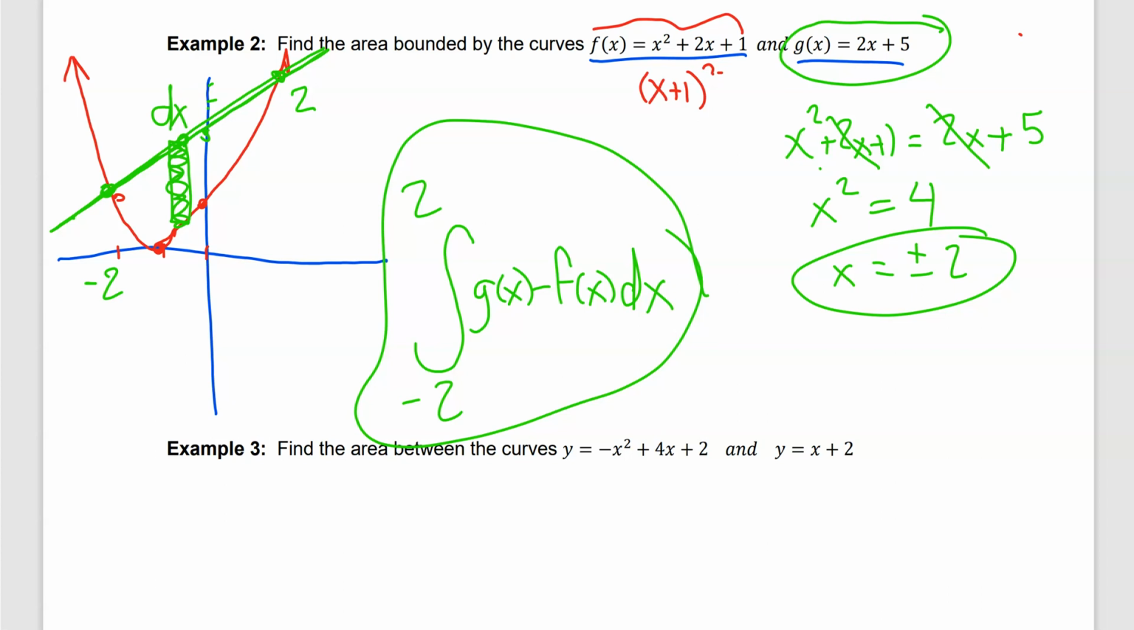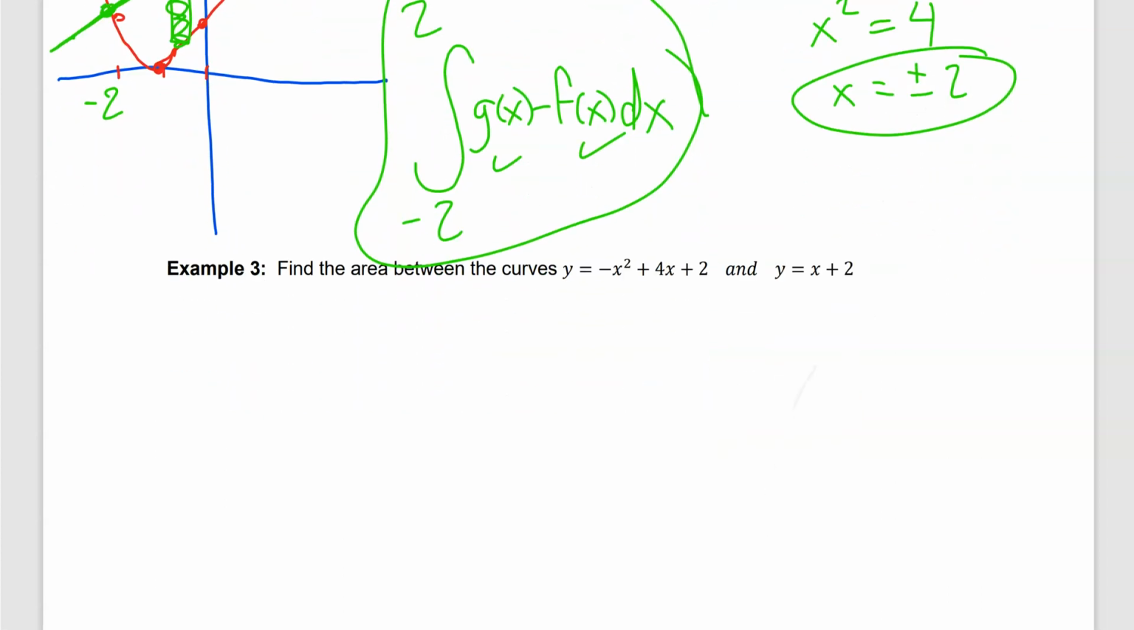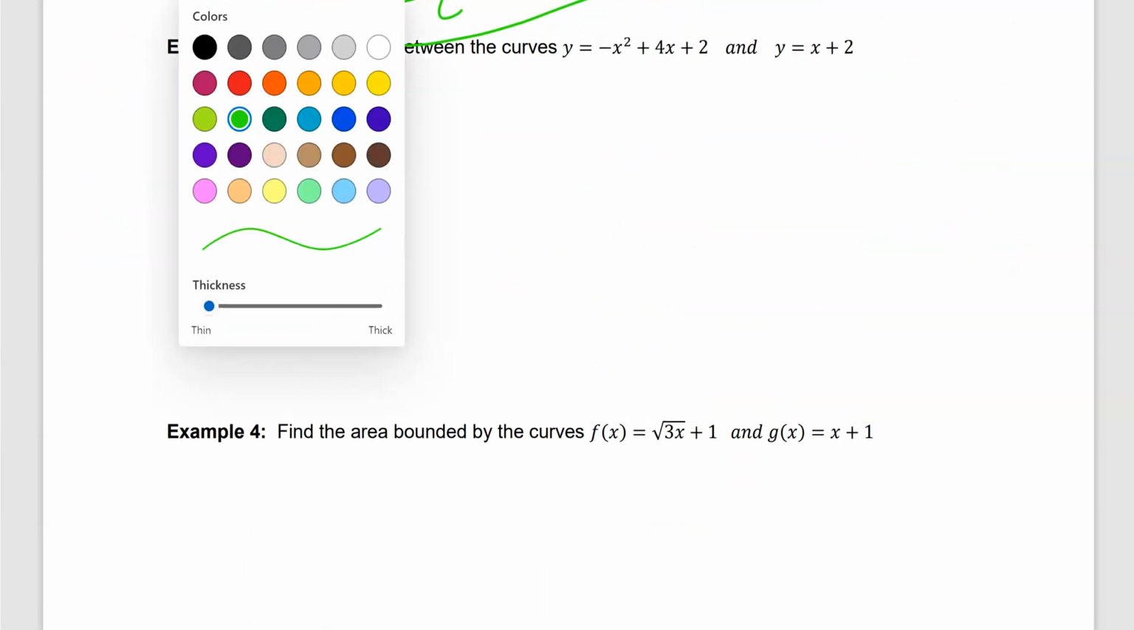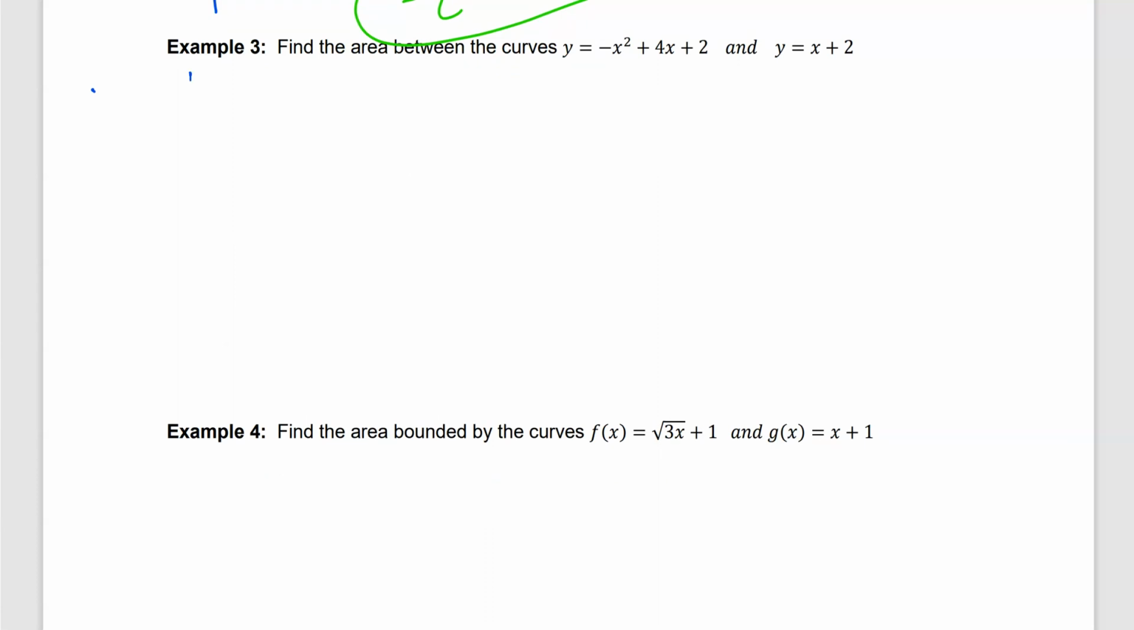Okay, let's look at one more. And again, I can use F and G because we have defined what those are. Okay, now example number 3. So again, we need to draw the graph of this first.